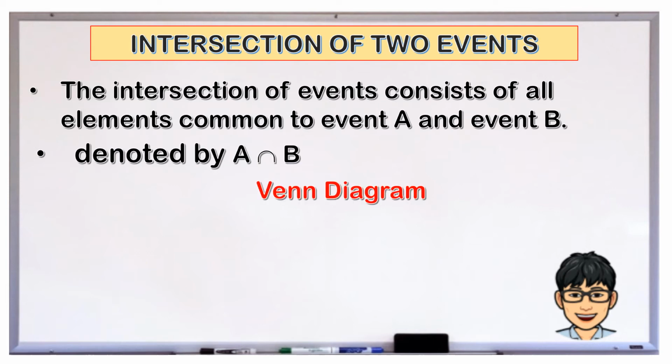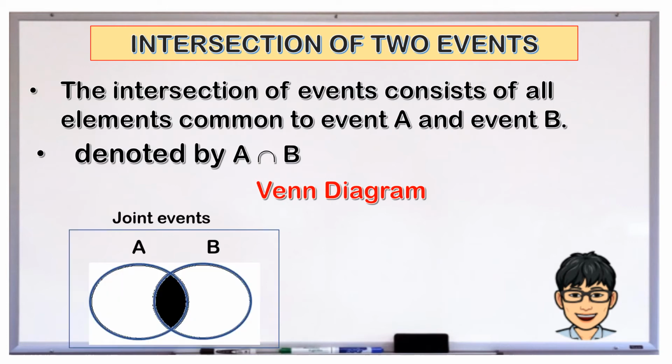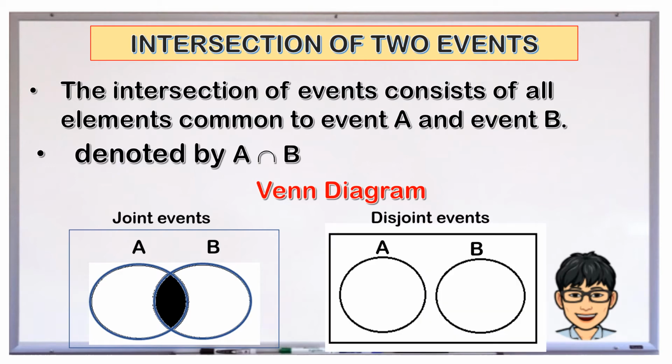By Venn diagram, again, makikita natin ang illustration ng intersection of two events. Kung ang events natin ay joint events, ganito ang ating Venn diagram. Overlapping circle and shaded yung gitnang bahagi nila, which represents the common element of two events. While if we have disjoint events, ang Venn diagram natin ay two separated circle na walang shaded part. Ibig sabihin, wala silang common elements at ang intersection nila ay empty set.